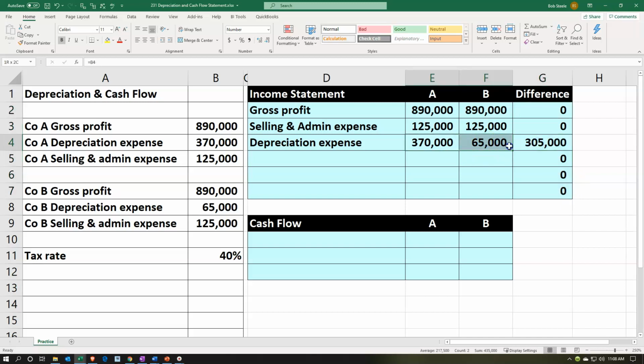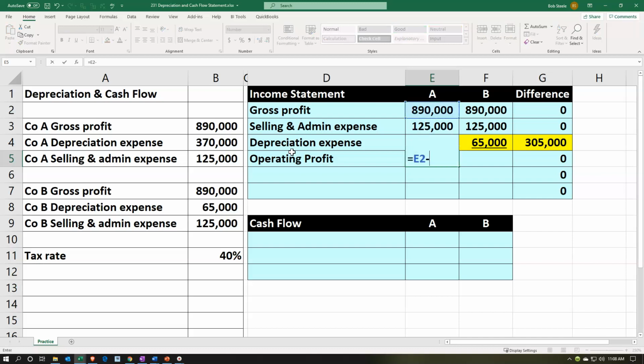Obviously, this is where the focus will be on the depreciation. So that's where our difference is. I'm going to go ahead and underline these two: Home tab, font, underline. And then that's going to give us our operating profit. So we'll pick up the operating profit, which will be equal to, we're going to say up, the 890 minus up twice, the 125 minus up once, the 370. That's going to be the 395.